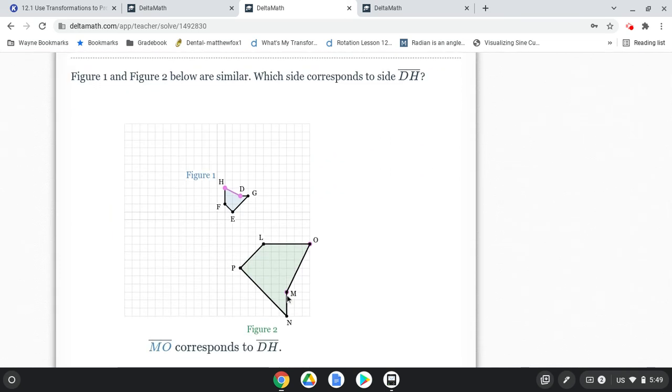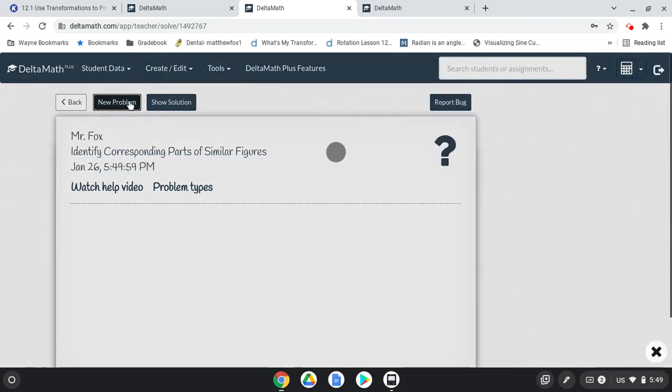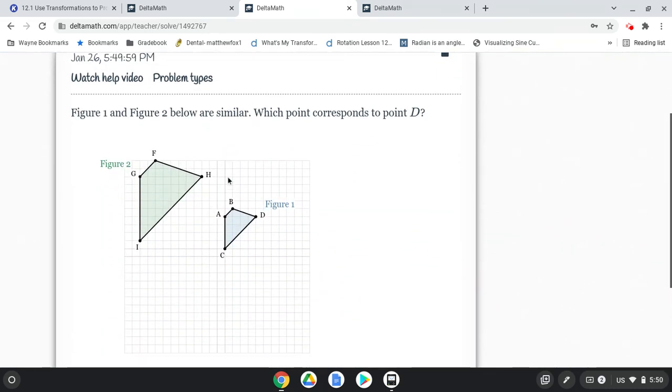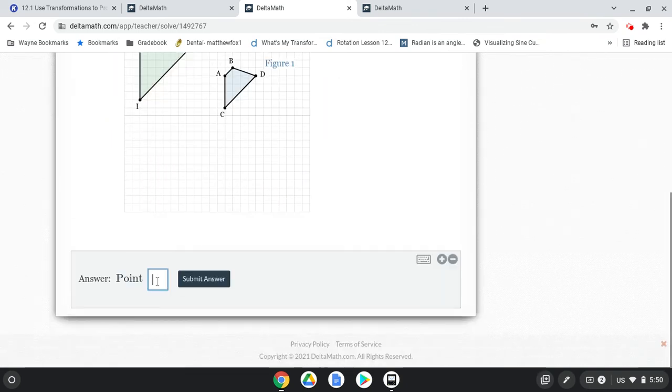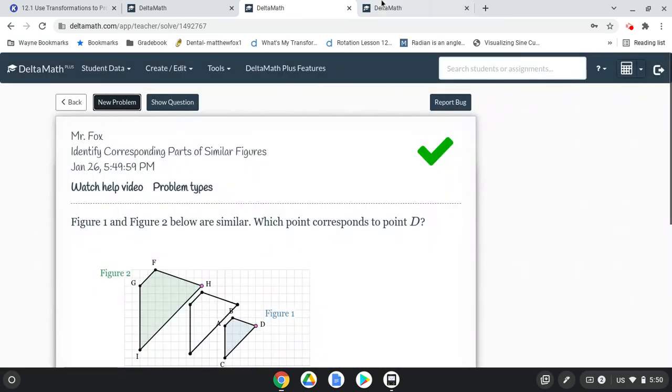And then you can even see it shows how it matches up. It can be turned and stretched. Okay, so as you can see, these weren't congruent because we had to stretch it. It had to be a dilation. Okay, so let's do one more. This one, it asks what matches up with point D. Point D is here. That will match up with point H. So not too hard, I hope.